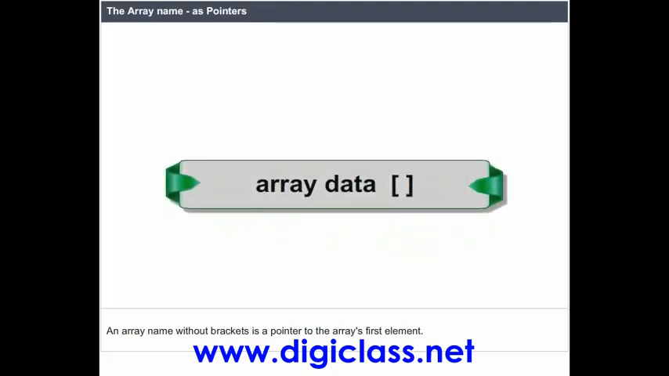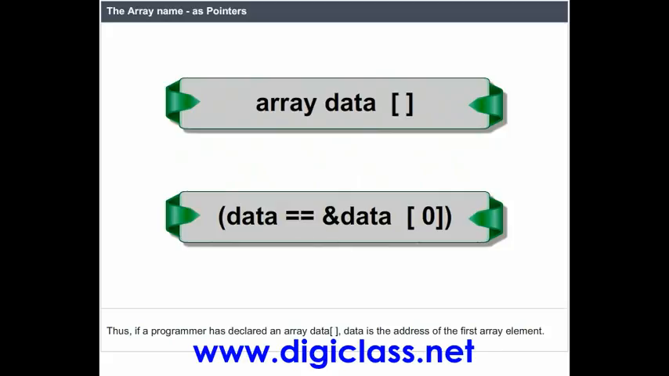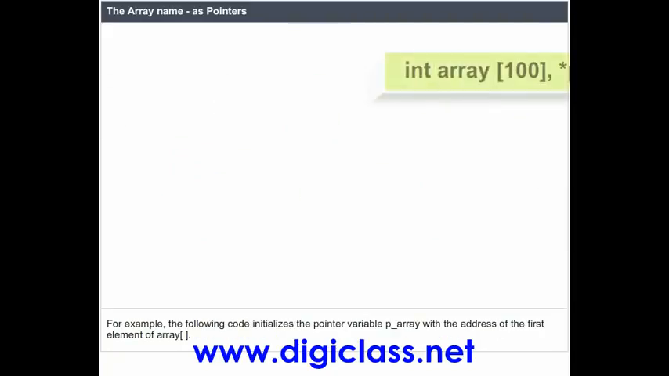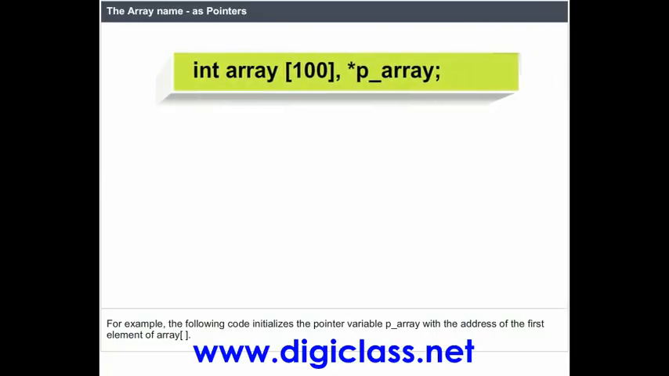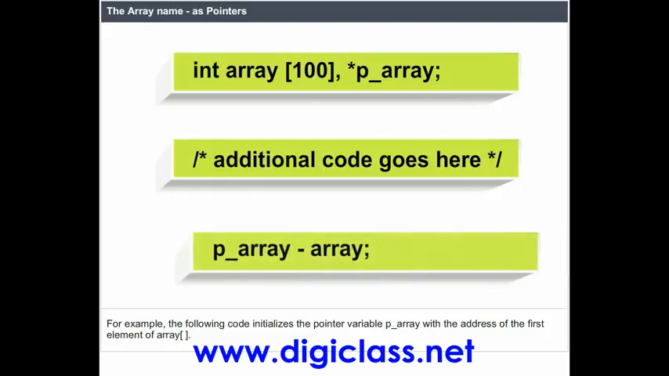The array name as pointers. An array name without brackets is a pointer to the array's first element. Thus, if a programmer has declared an array data[], data is the address of the first array element. For example, the following code initializes the pointer variable p_array with the address of the first element of array[].